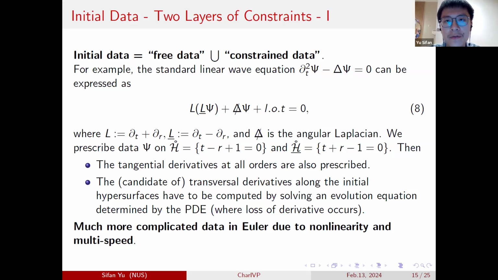So here is what we're going to do. We prescribe psi freely on the initial hypersurfaces H and H bar. Let me for now just consider the initial data on H. Once I prescribe the initial data psi on H, first of all, L is a null generator of H. It is worth noting that tangential derivatives of psi at all orders are already prescribed, because I'm prescribing data on null hypersurfaces.